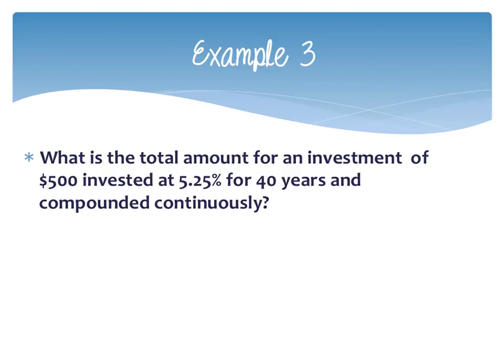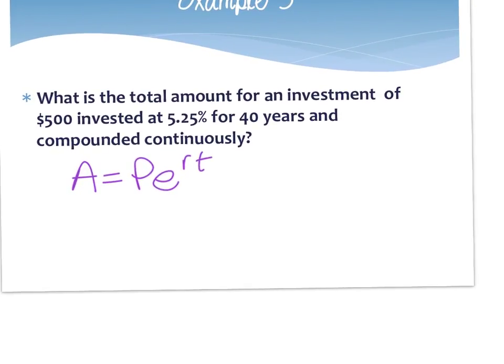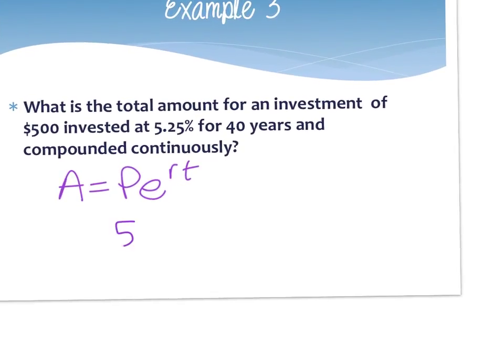That's the good news. All right, so it says, what's the total amount for an investment of $500 invested at 5.25% for 30 years, compounded continuously? So my overall investment is P times E to the RT. The P is the principal amount, so it would be 500 times E. All right, so then that R should be this percent converted to decimal.